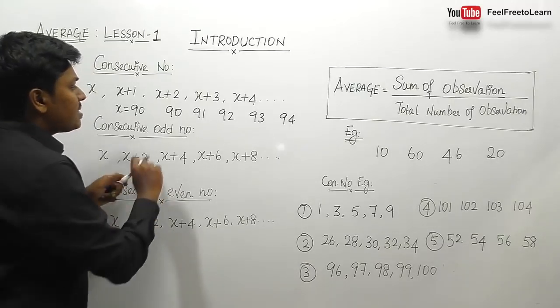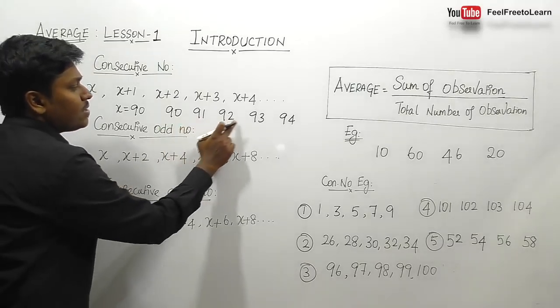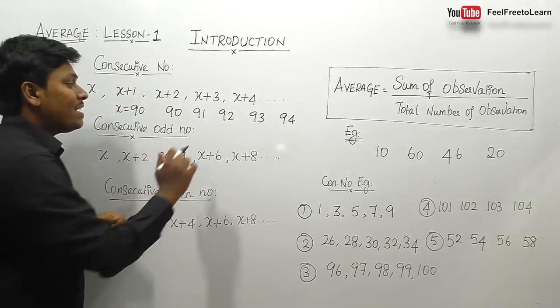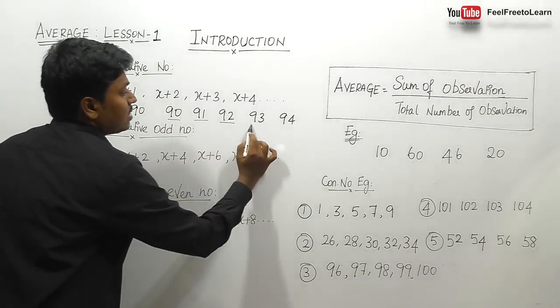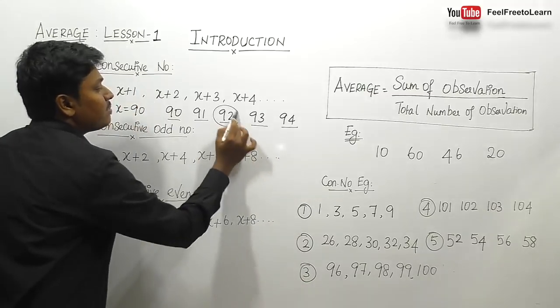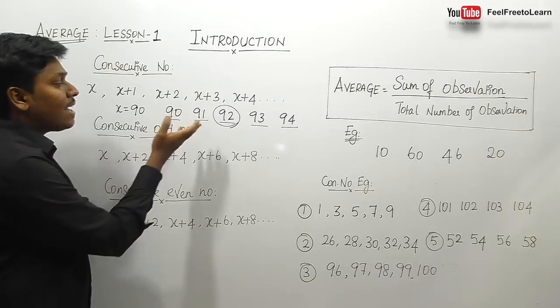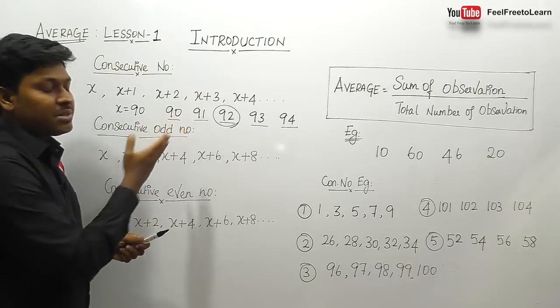For example, the numbers are 90, 91, 92, 93 and 94. If they ask what is the average of these numbers, then we can definitely say that there are 5 numbers, right? Totally there are 5 numbers. The center number will be its average. So the center number is 92. So we can directly say that the average of these 5 consecutive numbers will be 92.